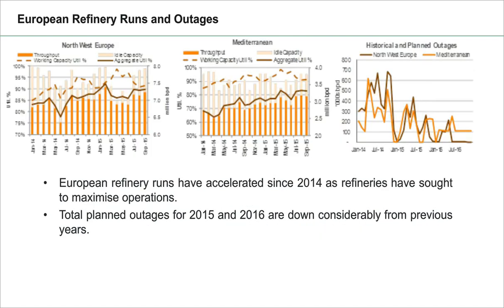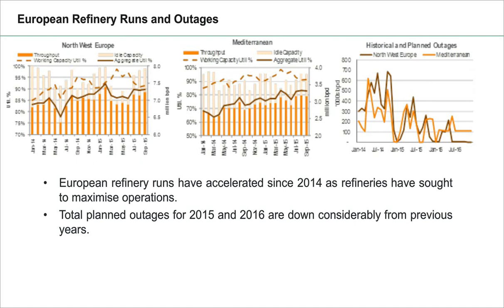If we have a quick look at refinery runs and outages, we saw that refinery throughput in Northwest Europe and the Mediterranean has accelerated since 2014, with utilization rates as a function of available and total capacity rising to multi-year highs. Given lower feedstock prices and healthy margins, refiners have sought to maximize profitability by keeping plants online. Total planned outages for 2015 are considerably lower for both European hubs, and our expectations for 2016 are much lower still.